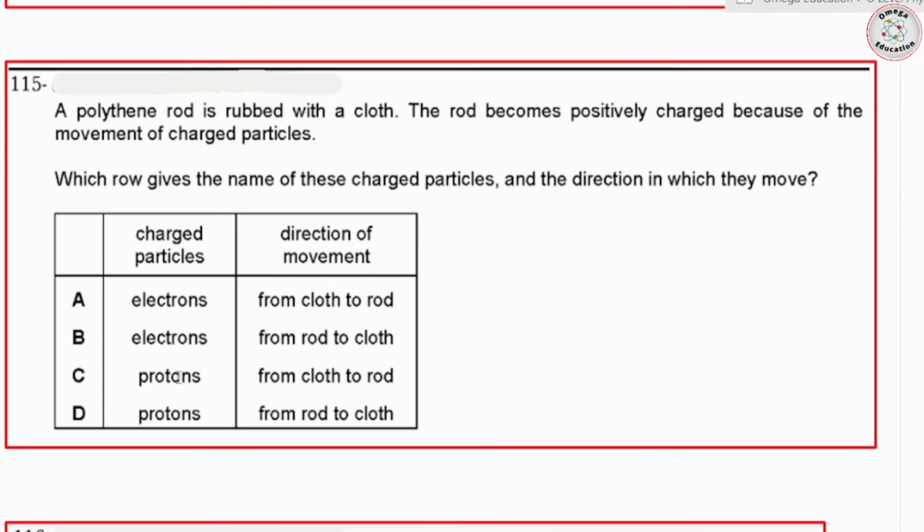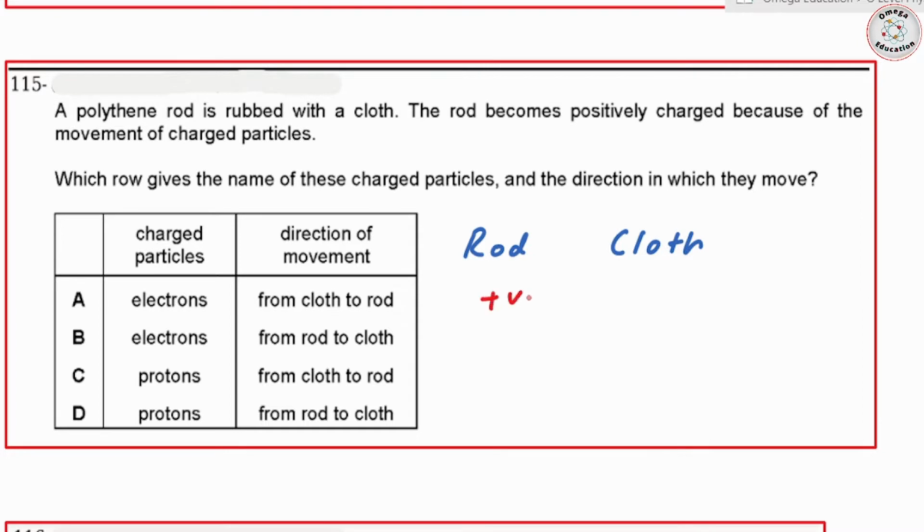Once again, moving on to the next one. A polythene rod is rubbed with a cloth. The rod becomes positively charged. Again, we have two substances, rod and cloth. It's always good to write down the names of the bodies that are in contact with each other, and then you can represent the electrons' movement on them. The rod becomes positively charged.